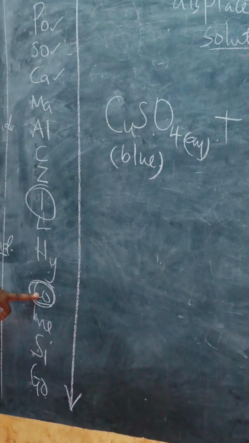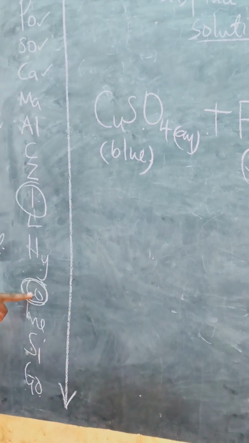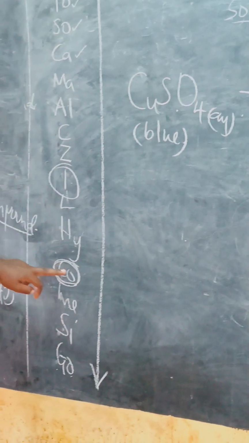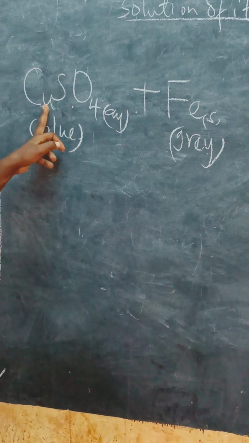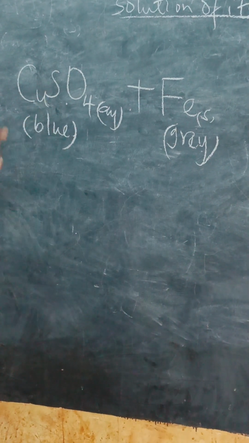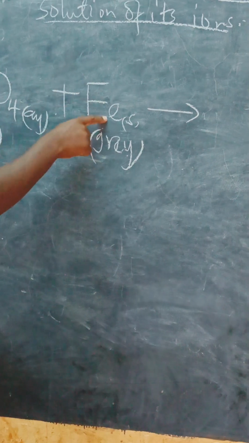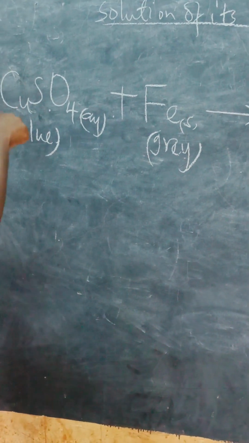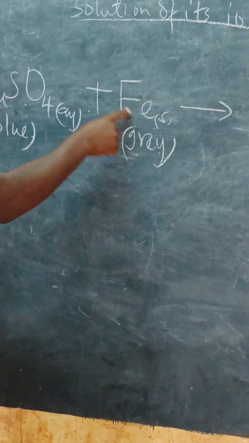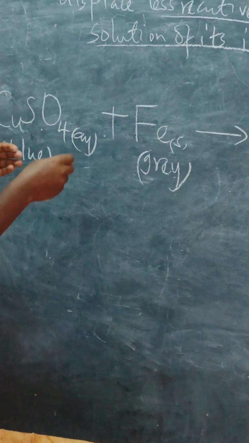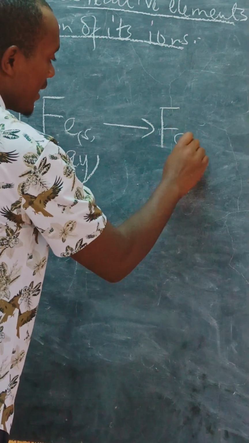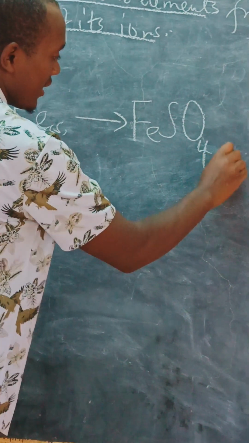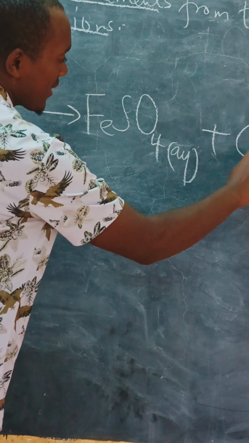Iron is above copper in the reactivity series. Therefore, if you add iron in copper sulfate solution, iron is going to displace copper from its solution because it's more reactive. Copper is going to be displaced from its solution because it's less reactive. So iron will go into the solution. So it forms iron sulfate, aqueous, plus copper, solid.